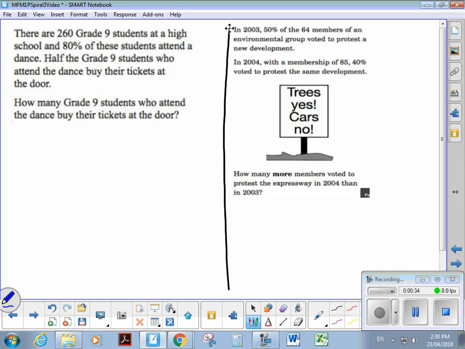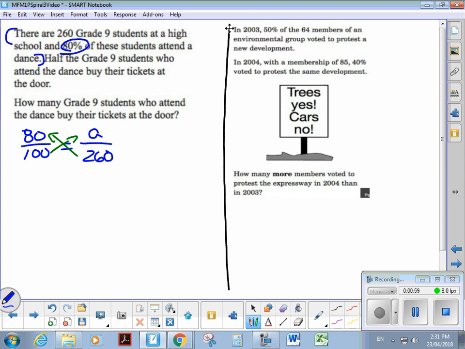All right, so let's first of all figure out how many grade 9 students attend the dance. So that's the first segment here. This is a lot of words. Still, we know we have 260 grade 9s. 80%, remember 80%? That gives us two numbers, 80 over 100. We want to know, out of that 260, it's our total, how many grade 9 students attended the dance?